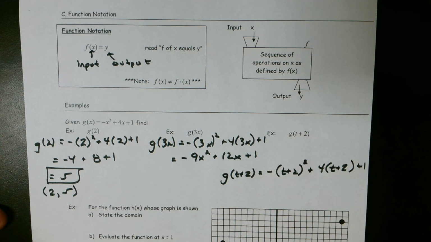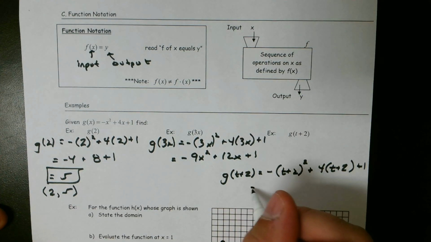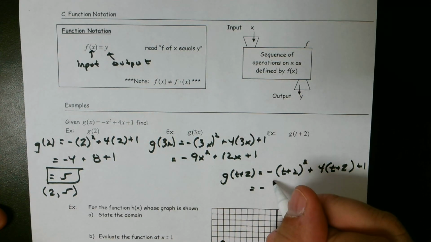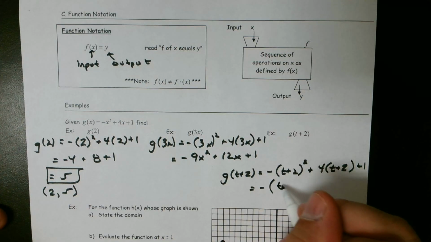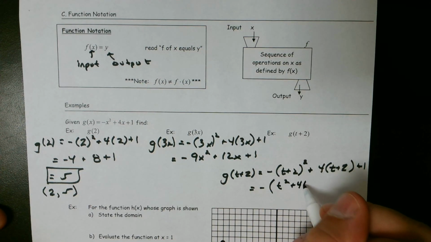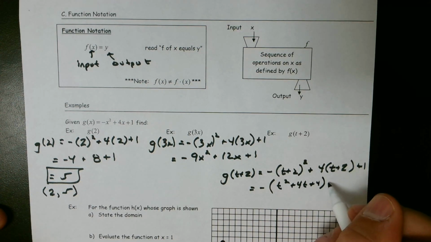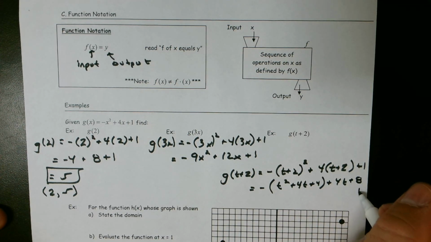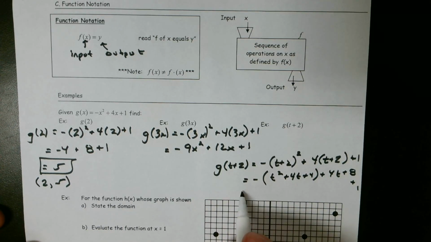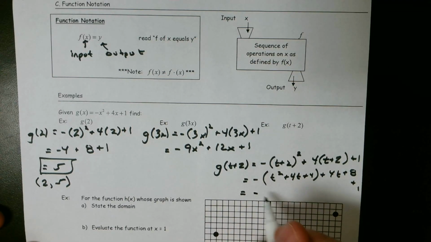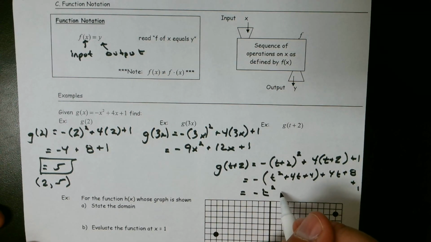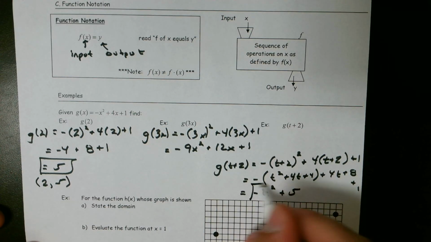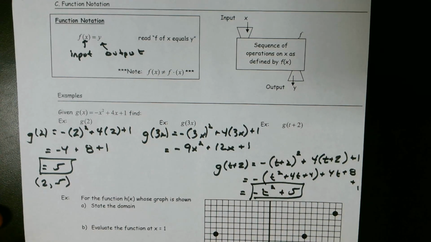And we could FOIL all that out. If you want to FOIL it out, we can go ahead and do that. No big deal. So what do we got here? We got negative t squared plus 4t plus 4 plus 4t plus 8 plus r1. If you simplified all that out, you would end up with negative t squared plus 5 as your final answer.